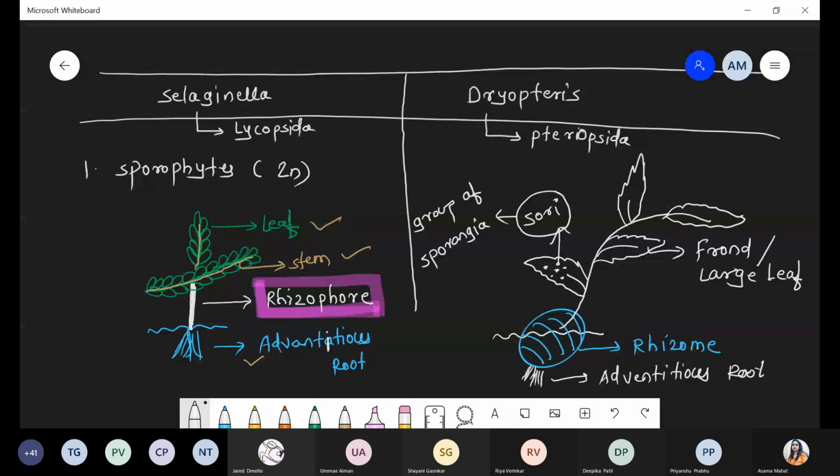In the case of Selaginella, now here we draw the adventitious root. What is the meaning of adventitious? Tell me what is the meaning of adventitious root. There are three types of root: tap root, fibrous root, and adventitious root. So what is the meaning of adventitious root?